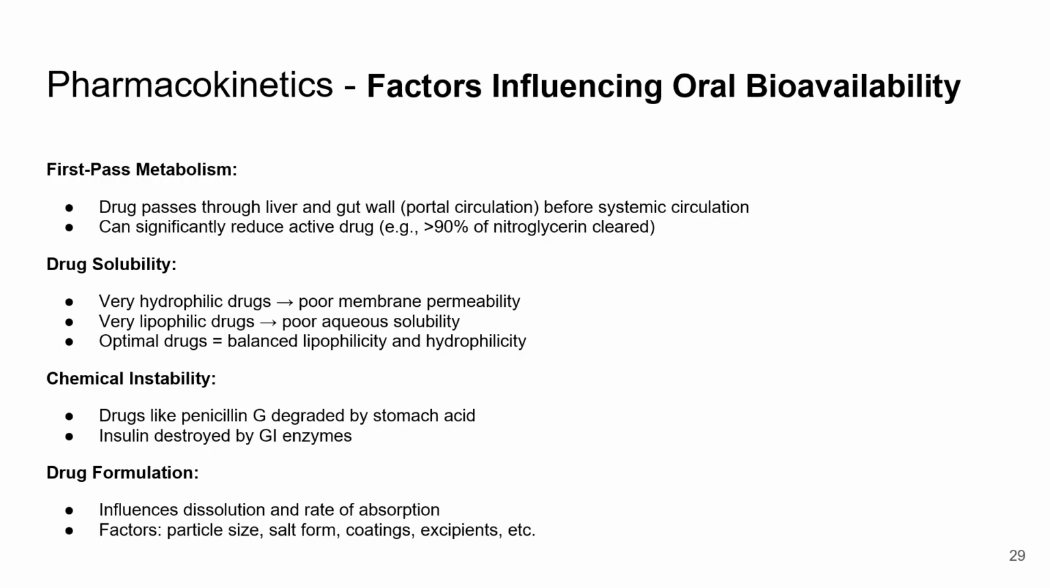So what are the major factors that are going to influence bioavailability, or how much active drug actually reaches systemic circulation when a medication is taken by mouth especially? So the first is first pass metabolism. After a medication is given orally, a drug is absorbed from the GI tract and passes through the gut wall and liver via the portal circulation before reaching systemic circulation. So during this first pass, a significant portion of the drug can be metabolized and inactivated.